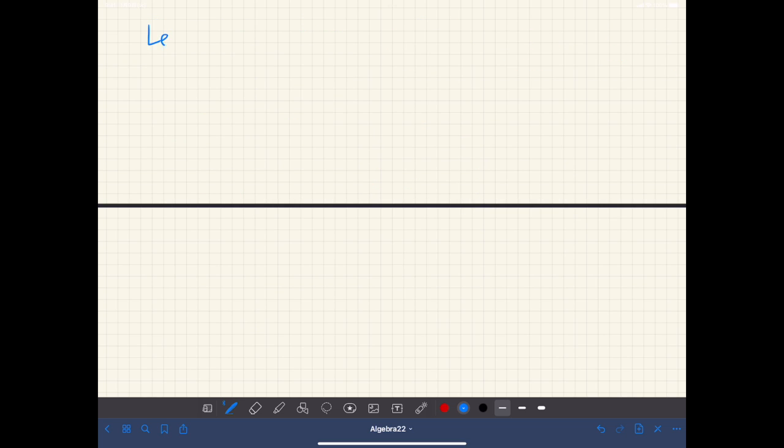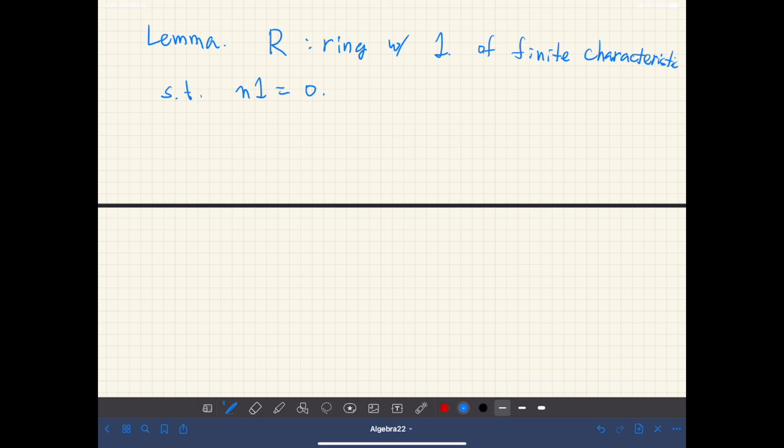Now, here's a simple lemma involving the notion of characteristic. Let R be a ring with the identity element 1, and suppose it is of finite characteristic, such that n1 is equal to 0. So if we add 1 n times, then that is equal to 0. Okay, then for all elements, every element a of R, we have na equal to 0.